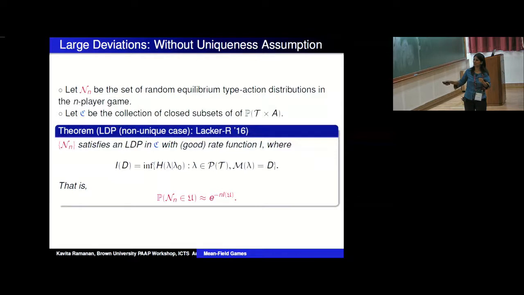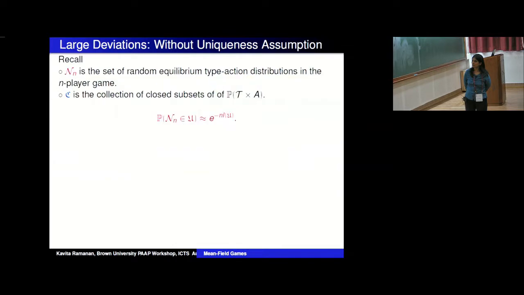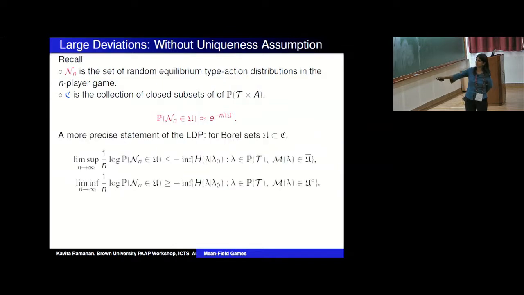Exactly. So I'm coming to that. And so that means, for U some collection of closed subsets, this is e to the minus I n U, where this is defined. Okay, but a more precise statement, as I've said, of course, is just for all Borel subsets. This is really the precise definition of a large deviation principle, but with respect to what topology?